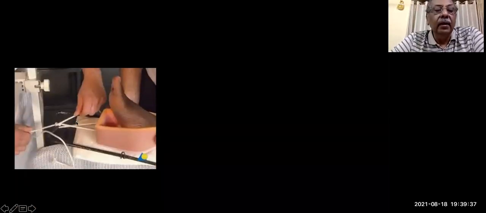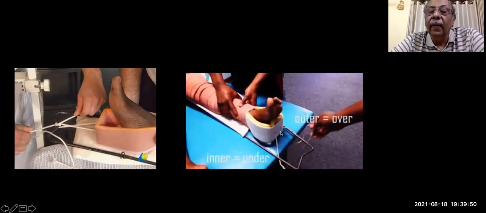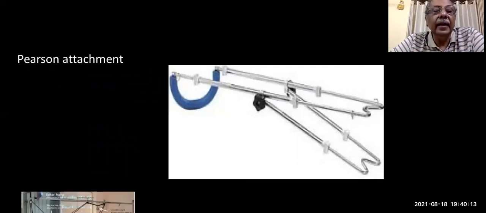And the tapes are attached to the end of the splint. There is a small indentation or a curve here, and this curve is for tying the knots. Okay, and the usual thing that was described was the outer should be over the splint and inner should be under. This is just to keep the limb in sufficient external rotation, not allowing it to go to internal rotation or excessive external rotation. Then we can allow movements of the knee by using this Pearson's attachment.